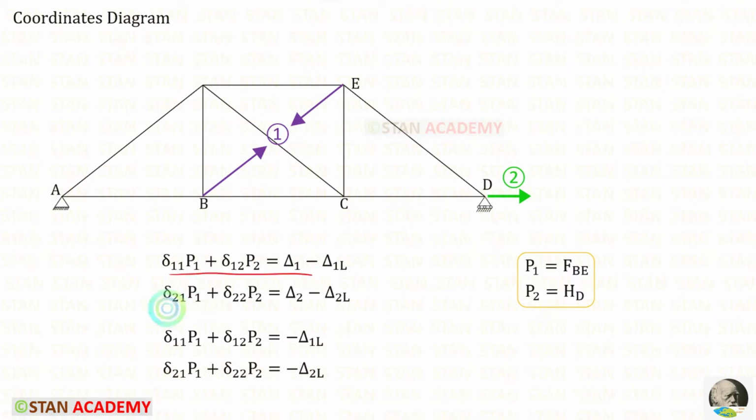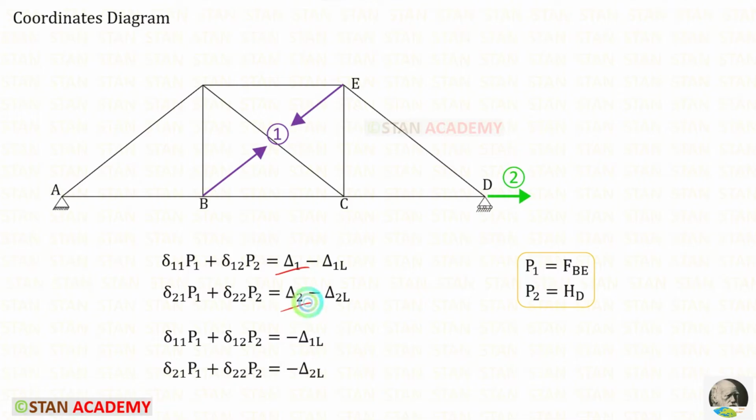These are the two equations we are going to use to find FBE and HD. Our first coordinate is FBE, so P1 should be FBE, and our second coordinate is HD, so P2 should be HD. The rest of them are deflections. Delta 1L and delta 2L are the deflections in the direction of the coordinates in the released structure. Delta 11, delta 12, delta 21 and delta 22 are the deflections due to the unit force. We will see them very clearly a little later.